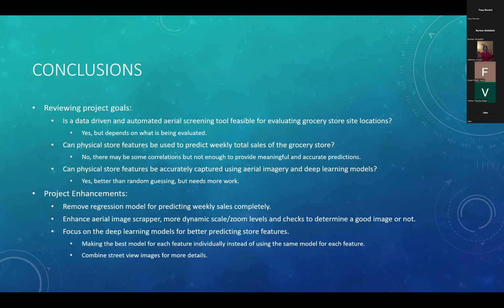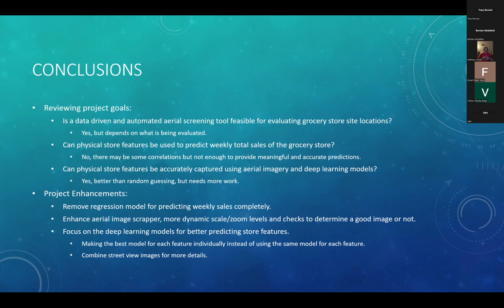And so in conclusion, is an automated aerial screening tool feasible for evaluating grocery store site locations? I would say yes, but it depends what we're evaluating. If you want to evaluate or predict the weekly total sales, I'm going to say no.